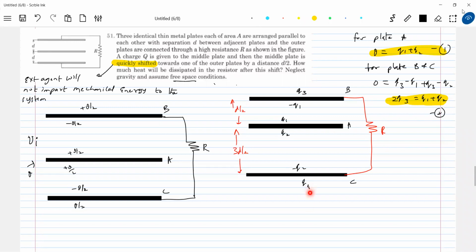Otherwise the net field inside the conductor will become non-zero. So if it is Q3, then it will be conserved. Is it okay? It's not like some blind guess we are making. A specific reason is there. I need one more equation.